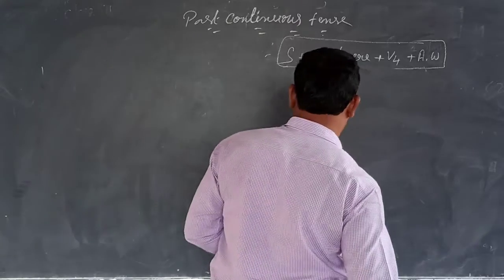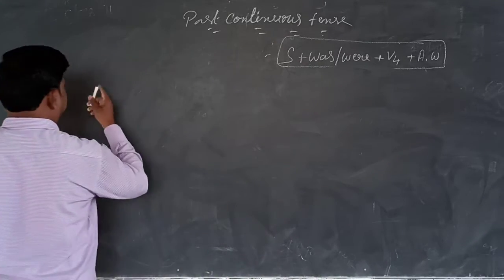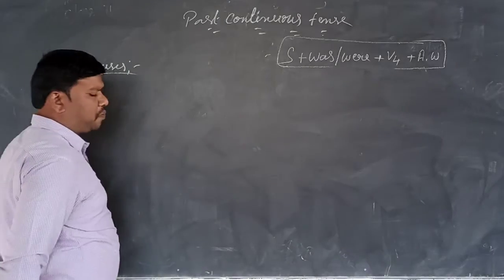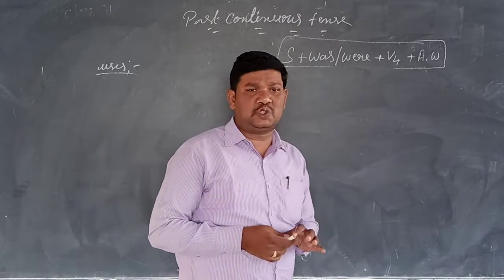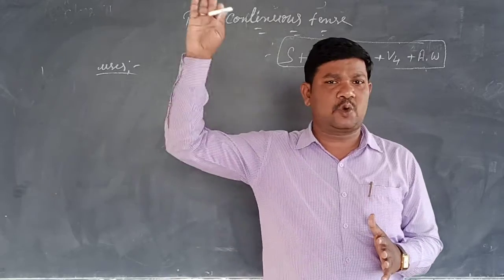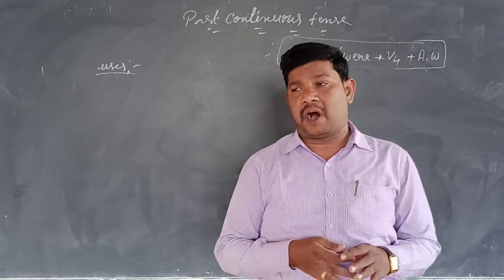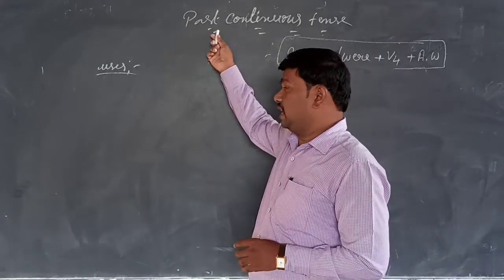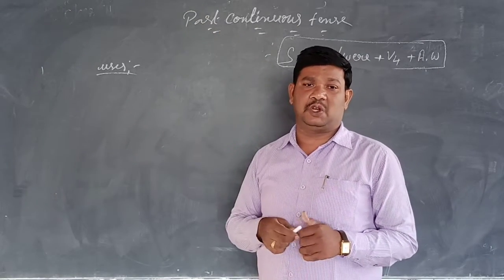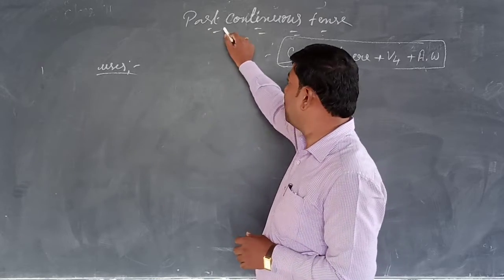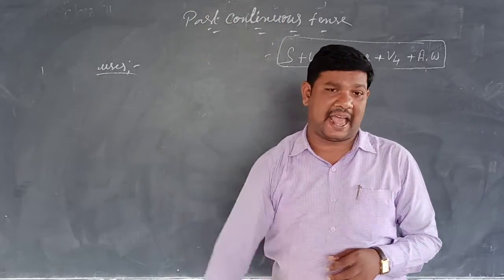Past continuous tense uses. So past continuous tense is used to express an action which was going on at some time in the past. Understand? I told you every tense expresses an action. This tense, past continuous, also expresses an action.